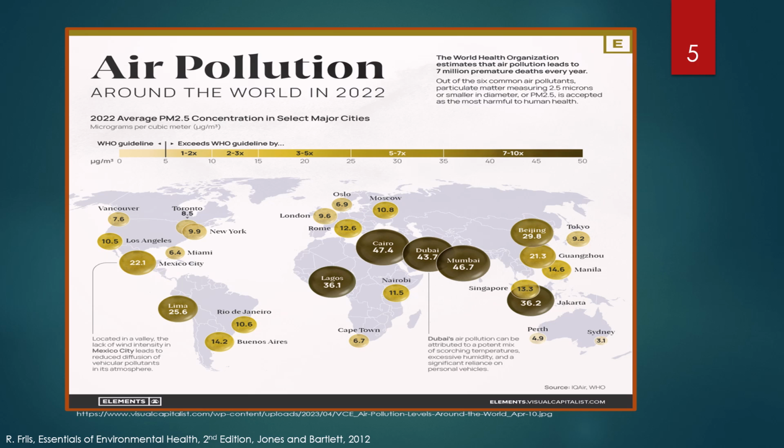The U.S. Environmental Protection Agency (EPA) air pollution standard is 9 micrograms of PM2.5 per cubic meter. As demonstrated, many urban areas have levels far above that standard, with the highest levels seen in Mexico City, Mexico, Lima, Peru, Lagos, Nigeria, Cairo, Egypt, Dubai, United Arab Emirates, Mumbai, India, Beijing, China, and Jakarta, Indonesia.